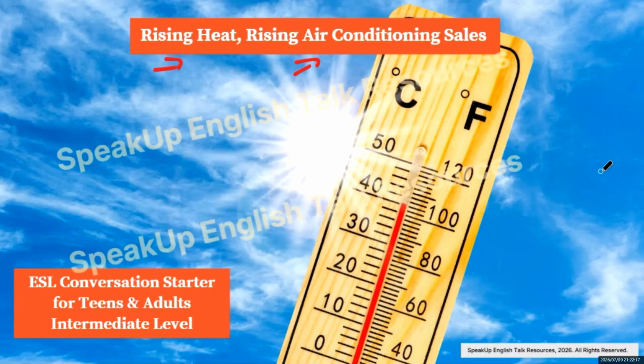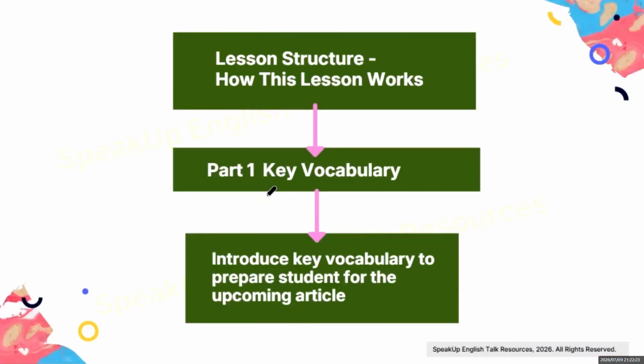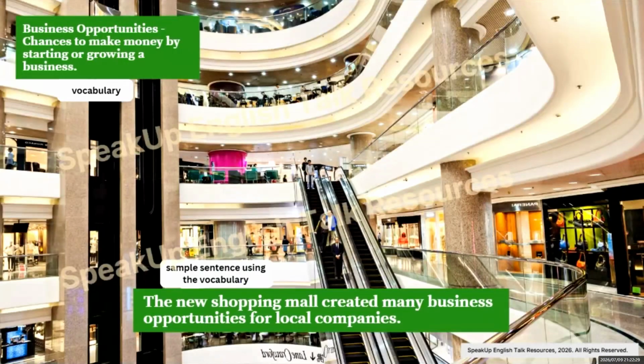The way my lessons are designed is that they come in three parts. The first part is teaching the students some key vocabulary. Each lesson comes with 6 or 7 new vocabulary terms. Here's an example: the term business opportunity. What does that mean? Here's a definition. You don't have to get the student to read this, but you can just explain to the student what this really means.